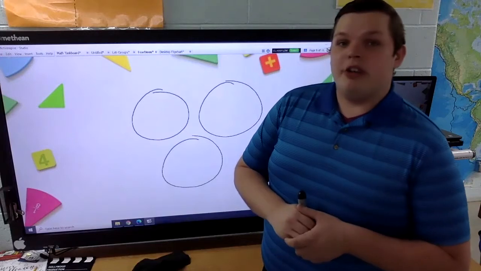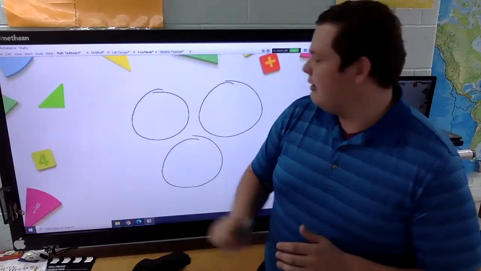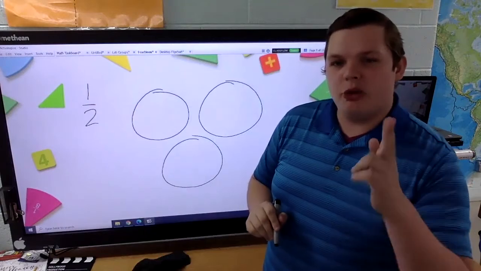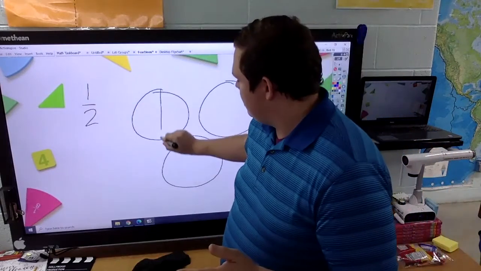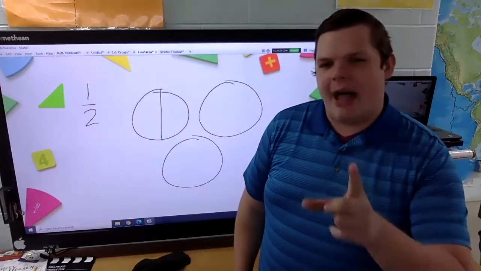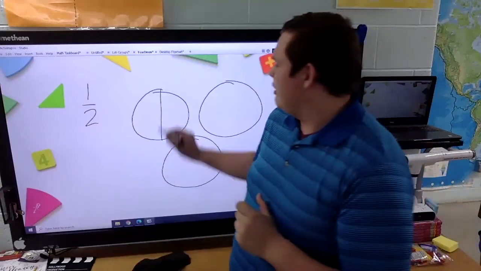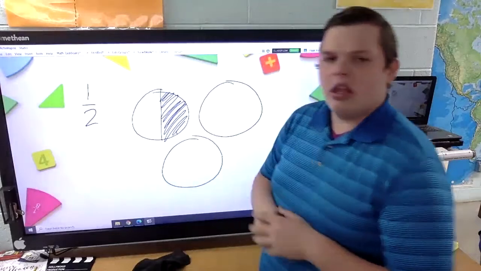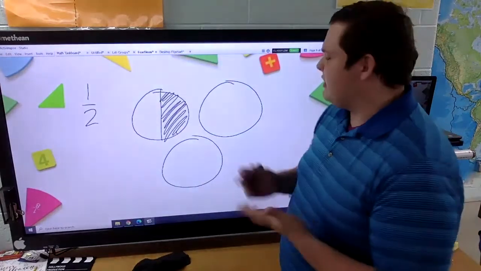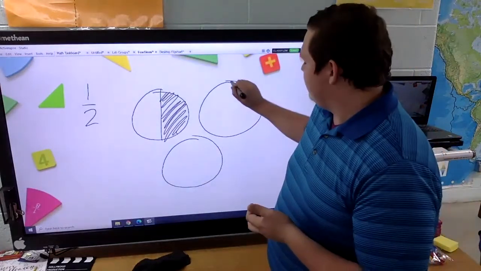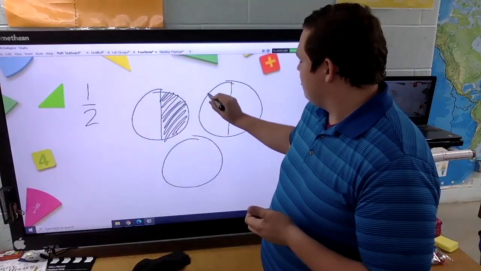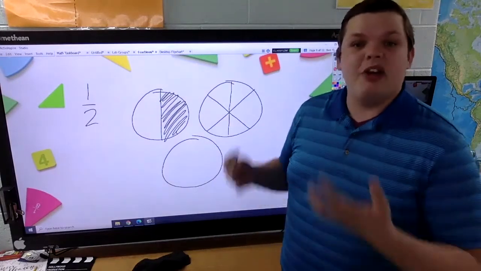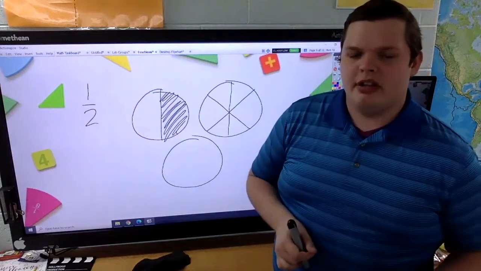Let's take, for instance, 1/2, okay? The number 1/2, the bottom means 2 pieces. The top means how many pieces I have. I've got 1. In the book, it's going to already have them divided into pieces. That one's divided into 6 pieces. I know they're not perfect, but they're pretty darn close.